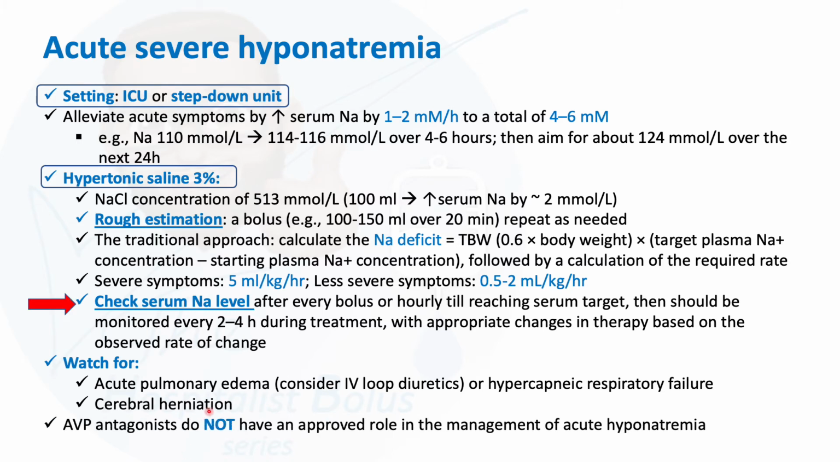And the last thing to mention is that ADH or AVP antagonists do not have any approved role in the management of acute hyponatremia, because they can really make things worse, and they can precipitate severe overcorrection. So we'll talk about them as an option for other causes of hyponatremia in the coming few minutes.